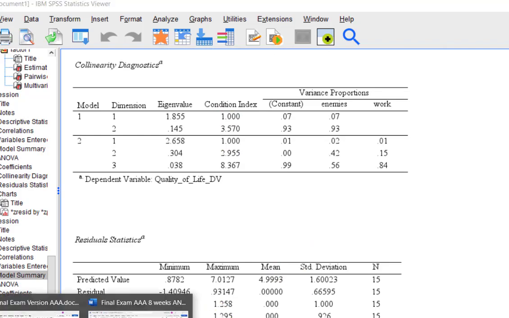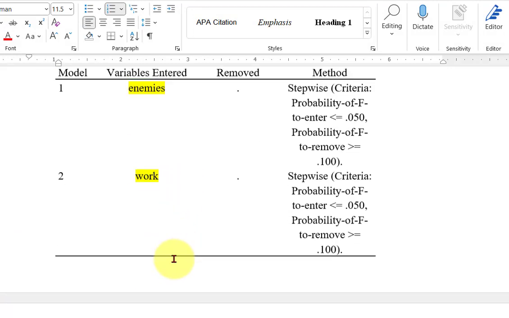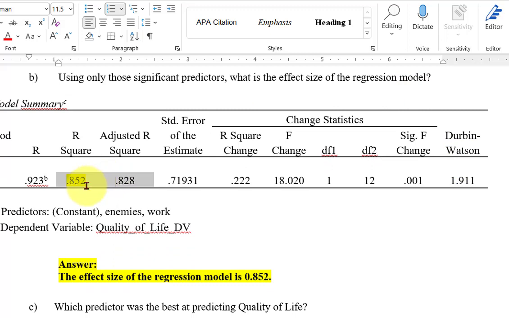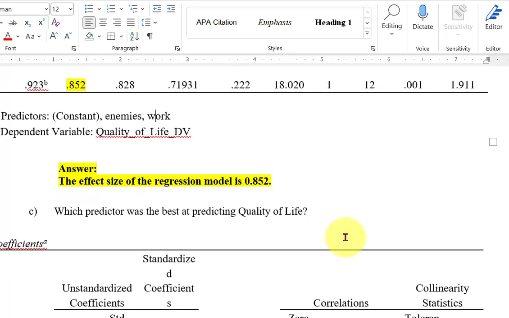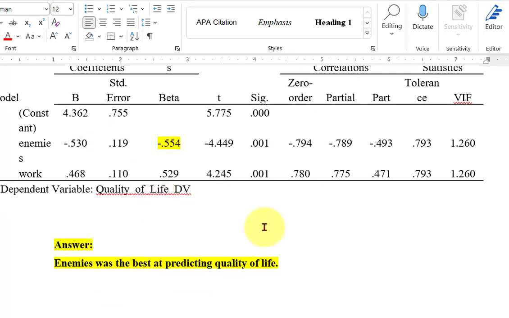And let's go back and answer our final questions. Which of the following? Enemies and work. Use only those significant predictors. What was the effect size of the regression? That would have been this one, right? You'll notice it's row 2. Row 2 has both predictors in there, enemies and work. So the R squared is about 85.2%, which means that 85.2% of the quality of life variable can be explained by how many enemies you have and how much you like your job. Which predictor is the best? I think I just told you, enemies, right? So don't have any enemies.